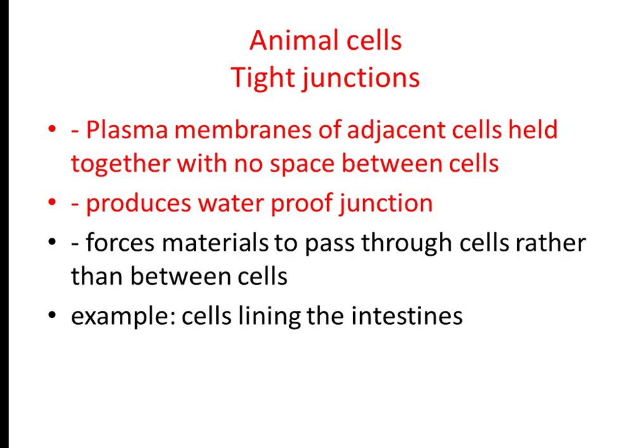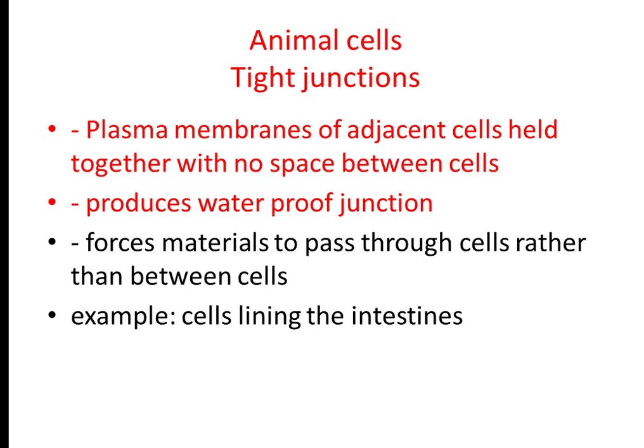Notice this one happens to be in red, so you might want to pay a little more attention to this one. So in animal cells, another type of cell junction we have is what's called tight junction, and the name is pretty descriptive. This is where the plasma membranes of adjacent cells are held together with no space in between the cells. Thus, they are held together very tightly, and it's tight enough that it produces waterproof junctions. And this will force materials to pass through the cells rather than being able to pass in between the cells.